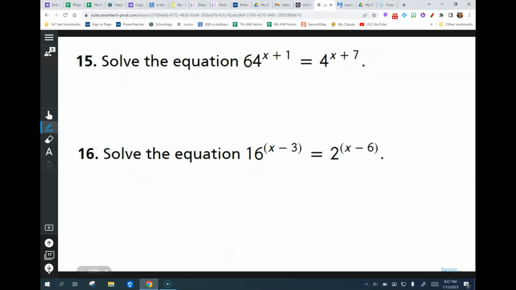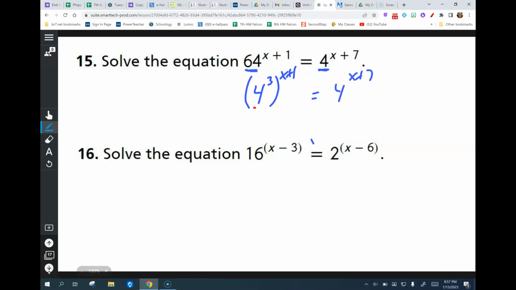So on this last page, this is where it gets a little more complicated. Our bases are not the same, so we have to make them the same number. Is there any way to make a 4 be equal to 64? Think about it, 4 to the 2nd, 4 to the 3rd. That's right. So I can write this as 4 to the 3rd, all of it to the x plus 1, and 4 to the x plus 7.